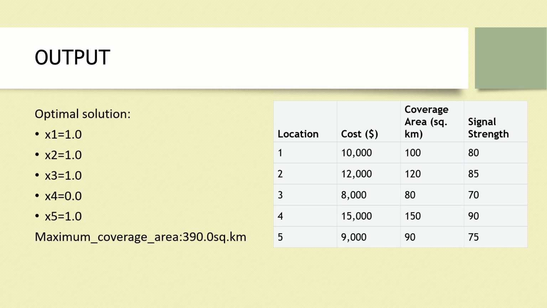We can change some values of the coverage constraints or budget constraints or signal constraint, and we can do this.